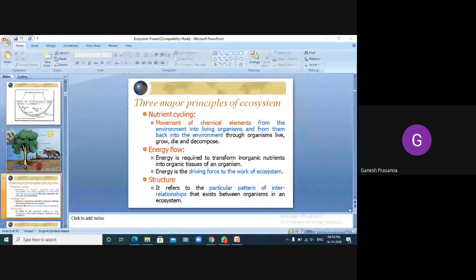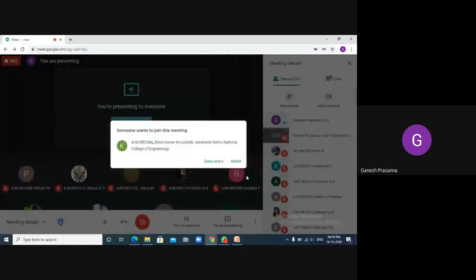Okay, so finally, structure refers to a particular pattern of interrelationship that exists between the organisms in an ecosystem. There are the food structures and the chain links, which are contributed by both the producers as well as the consumers. Both of them are required to maintain a balance in the environment.